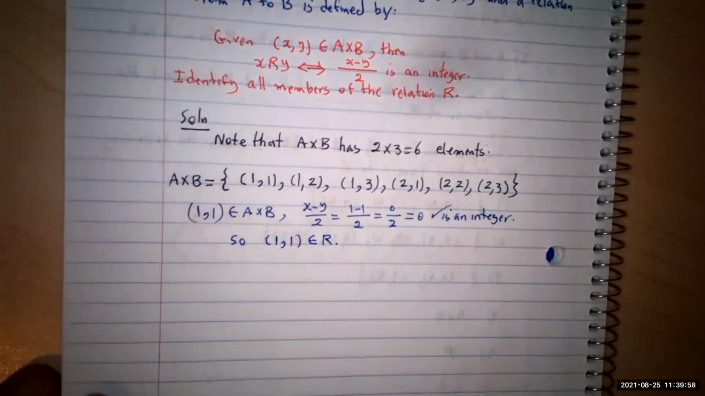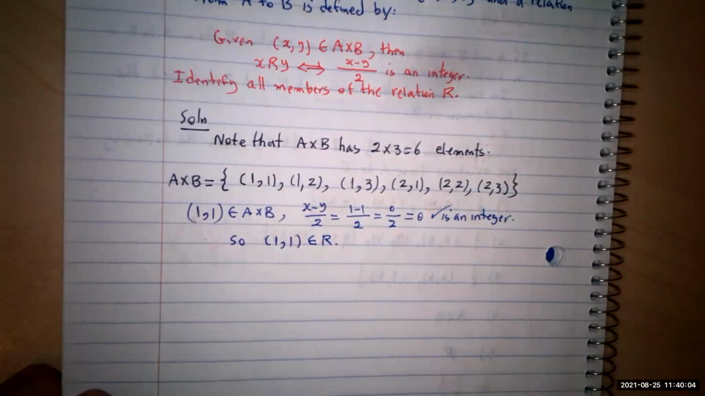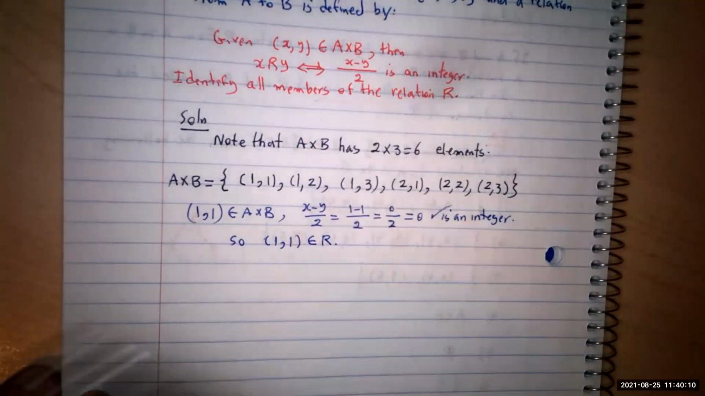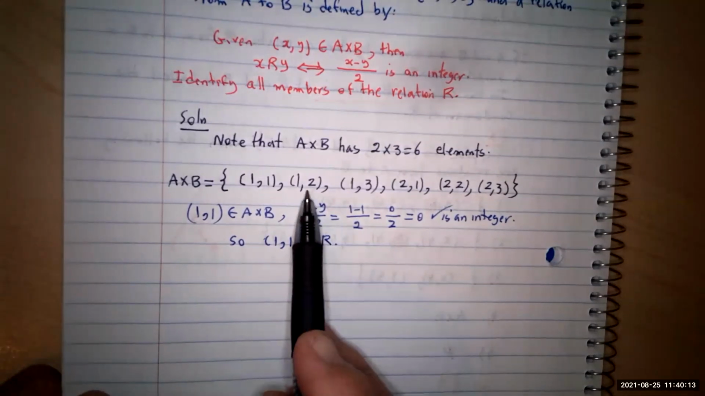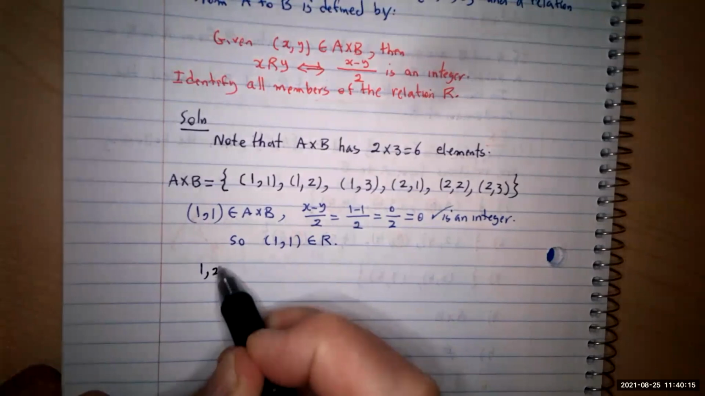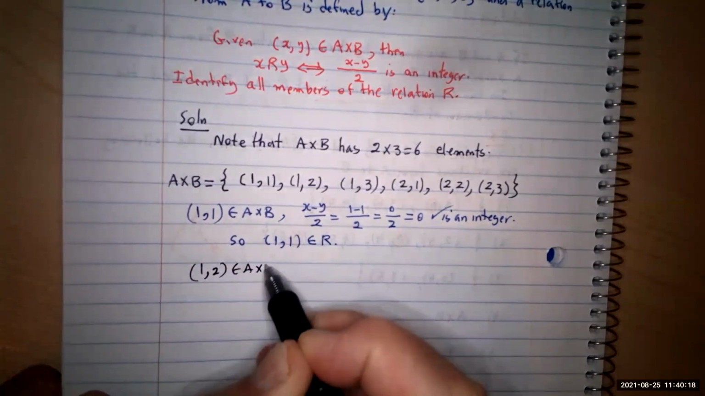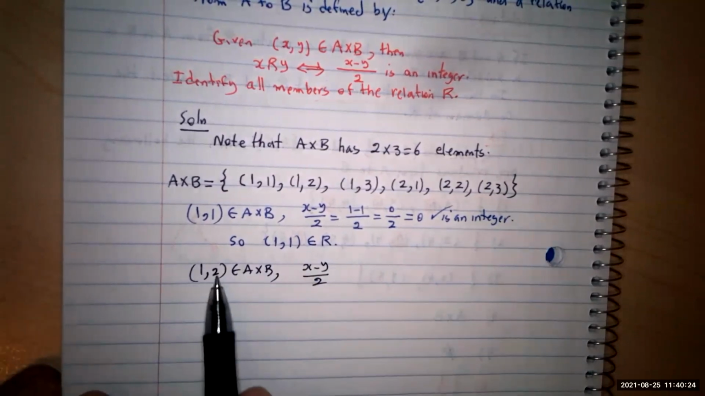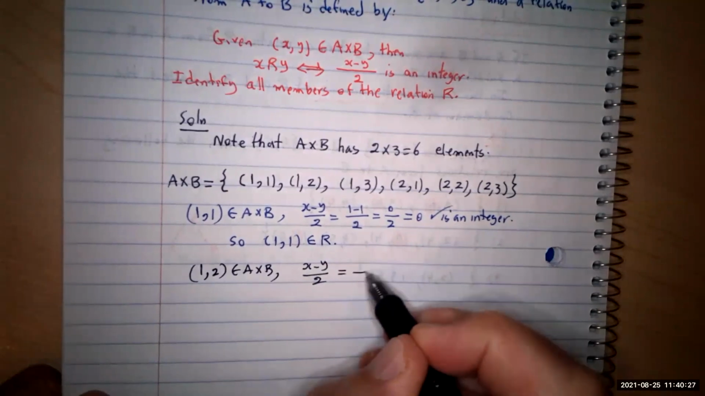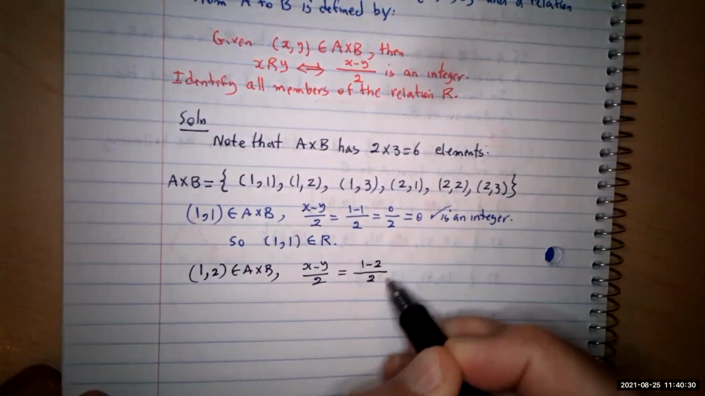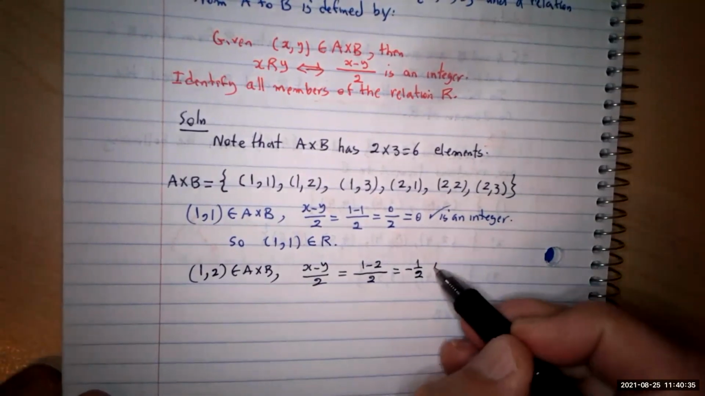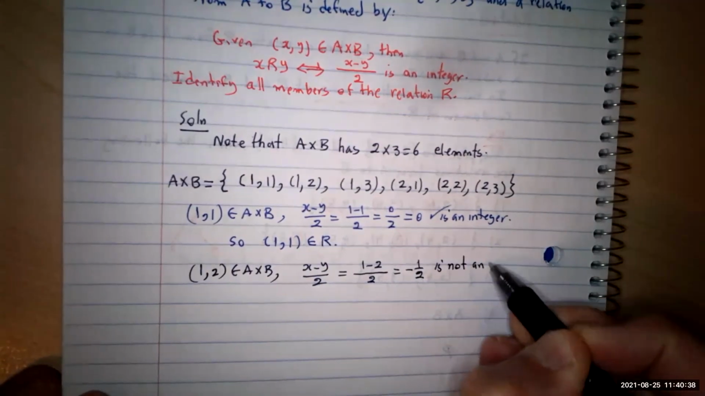Any question? So you have to check to get these members. I try another one, then I can list all of them. The condition is X minus Y must be divisible by 2, must be an even number. So the next pair is (1,2) in A cross B. So X minus Y over 2, X is 1, Y is 2. That gives you 1 minus 2 over 2, so that gives you negative half. And you know that negative half is not an integer.